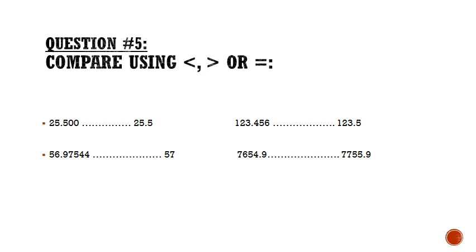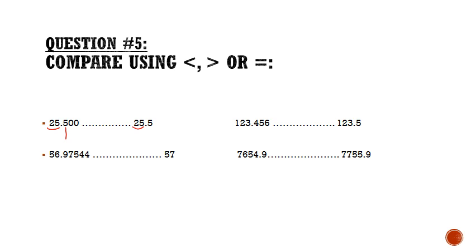Just to remind you, if I want to compare the decimal numbers, first I start with the whole part. I compare the whole part. If they are equal, then I go to the decimal part and I compare them digit by digit. So for the first one, here I have 25 as a whole part, and here I have 25 as a whole part. So I go to the decimal part and I start comparing digit by digit.